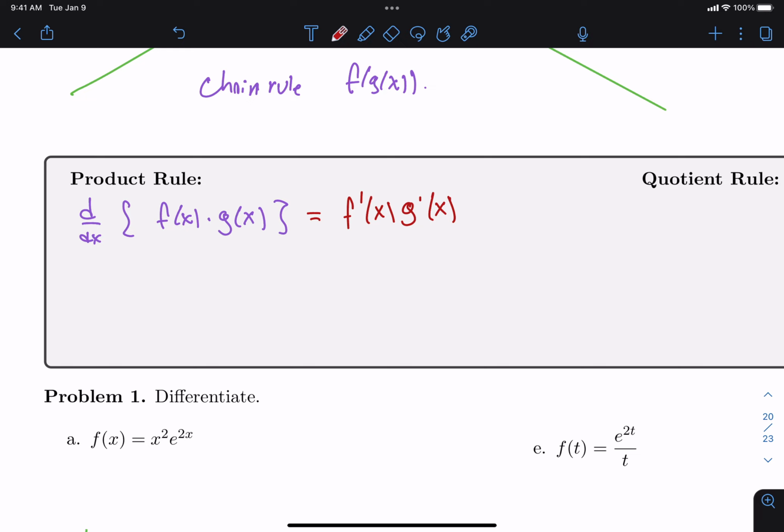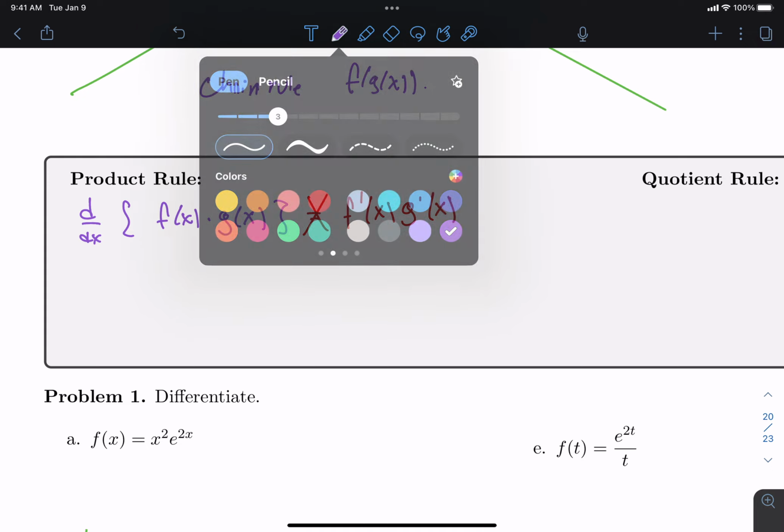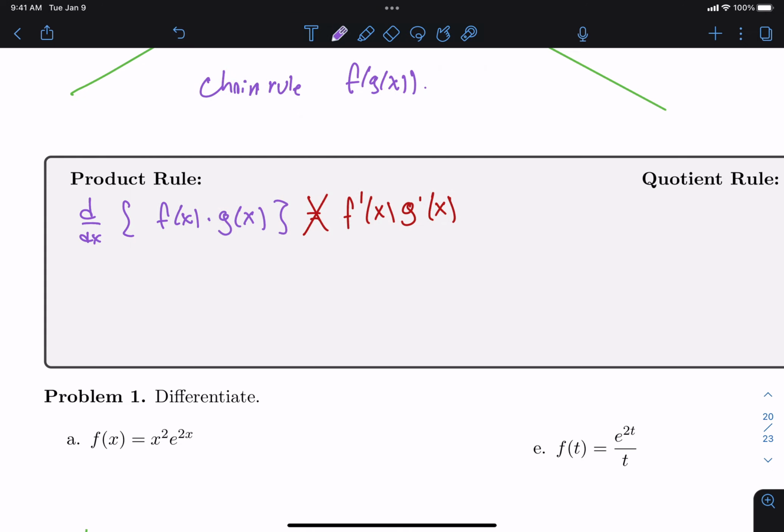That would be the thing that makes the most sense, but it turns out that's actually not true, okay? And we have to use a different rule instead, which says that the derivative of a product will be equal to the derivative of the first function times the second, and then plus the first function times the derivative of the second function. Okay?